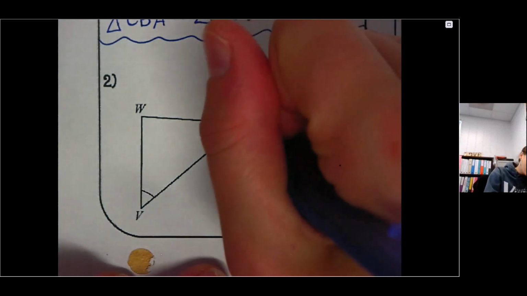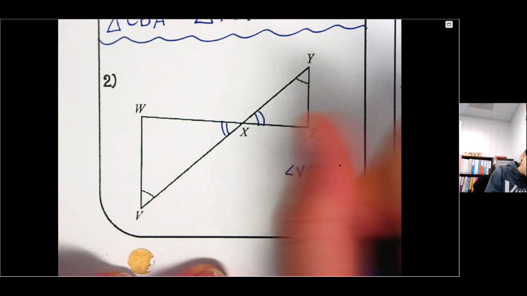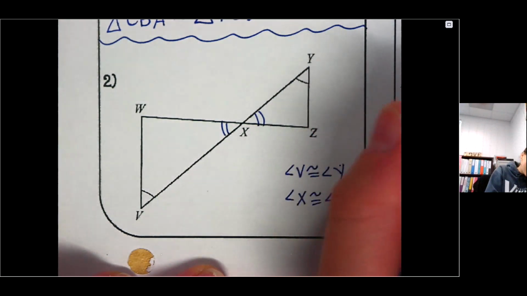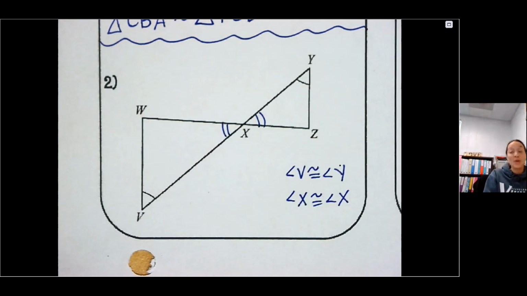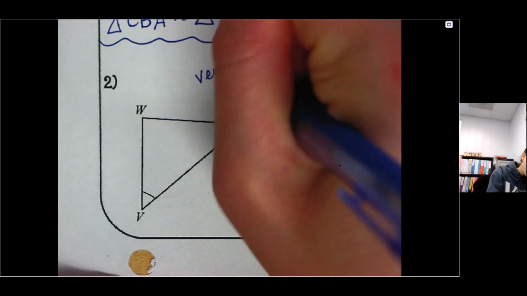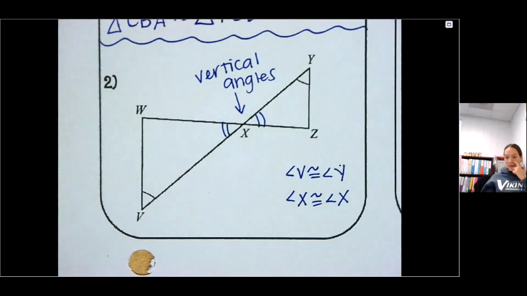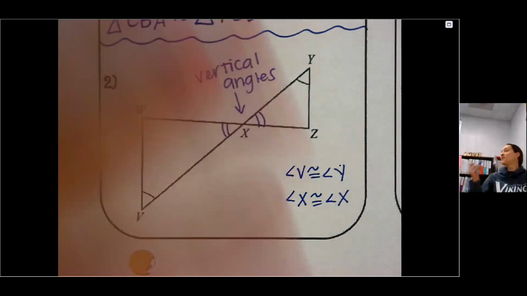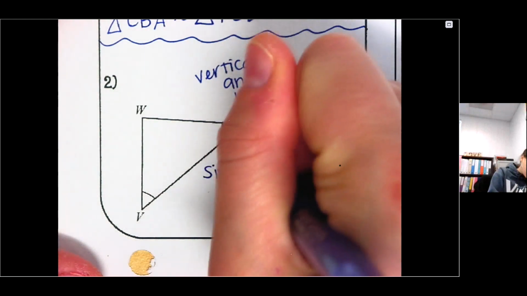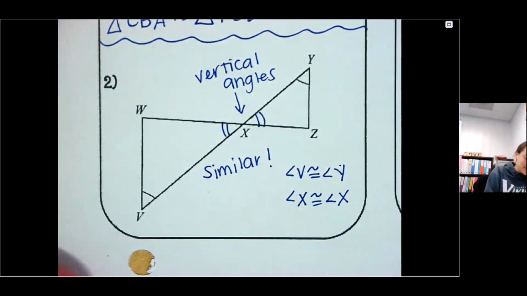Vertical angles. That's okay. You were on the right track. These are vertical angles. Okay, so because our vertical angles are marked as congruent, we now have two pair of angles. That means that these are similar. Okay, who wants to try the sentence?